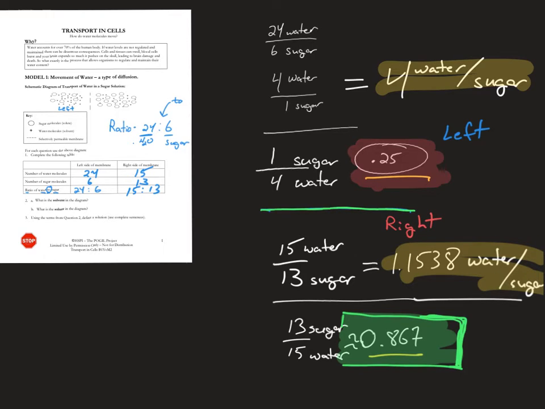However, it makes more sense, I think, to me intuitively, and certainly as a standard, to look at sugar divided by water. So here it's 0.25 on the left, and here's 0.867 on the right. Obviously, 0.867 is bigger than 0.25. So at that point, you have to consider 0.867 is the more concentrated. So no matter how you look at it, one way or the other, the right is more concentrated than the left.